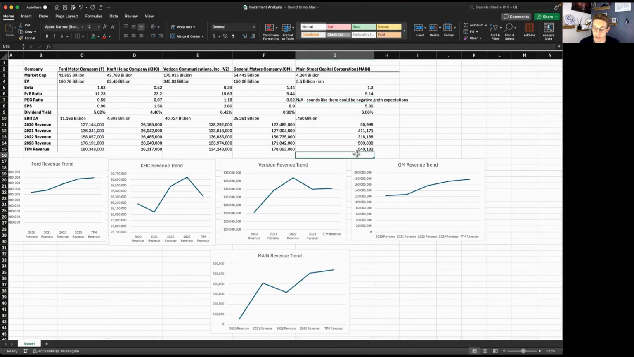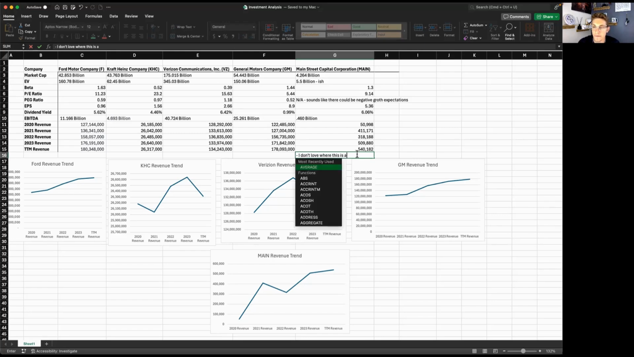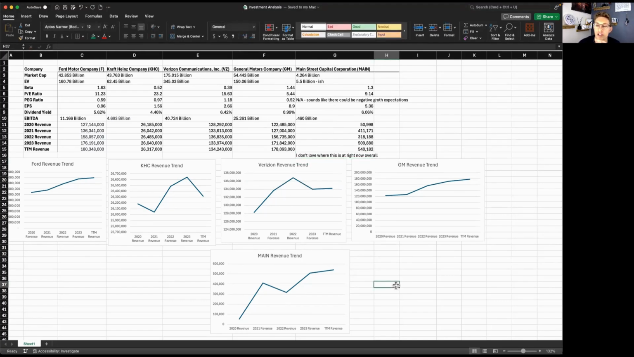So I'm just going to add that note on here, honestly, right? Say, hey, I don't love where this is at right now, overall. So I'm okay with having the one share, right? Oh, they made it a formula. I don't love the look of this. I don't mind having the one share, right? That's cool. I'll get my 6% annual dividend. That actually is pretty cool.